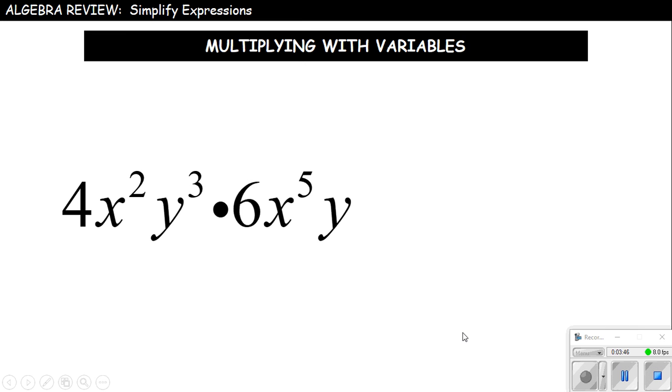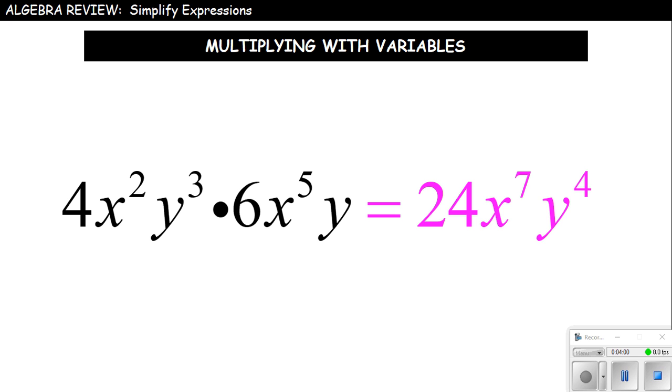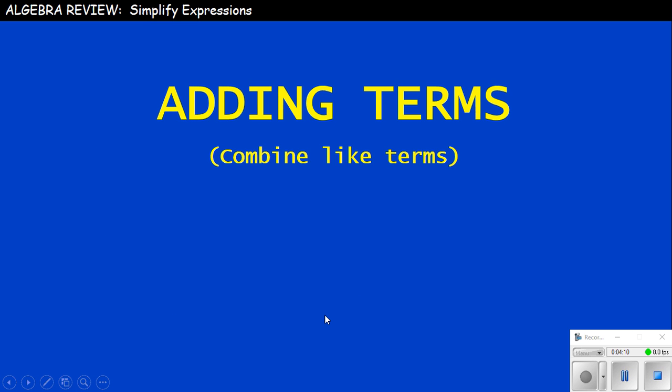So here's a problem for you to try. We got 4x squared y to the third times 6x to the fifth y. I want you to try to multiply these together. And the correct answer is 24x to the seventh y to the fourth. If you can do this problem, you are good for now for multiplying terms together. The next skill we're going to talk about is adding terms, what you learned in Algebra 1 as combining like terms.